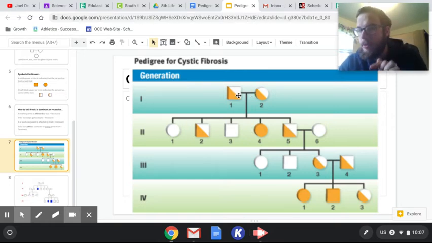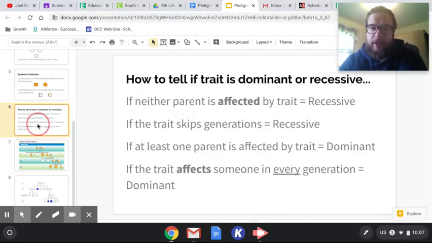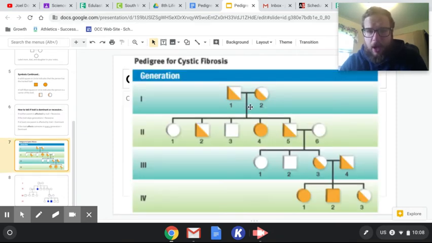They both carry the trait, but neither of them are affected by it. Okay. If we go back to our rules, this is a pretty good indicator right away. If neither parent is affected by the trait, it's probably going to be recessive. Okay. Let's go back. Here's their offspring.